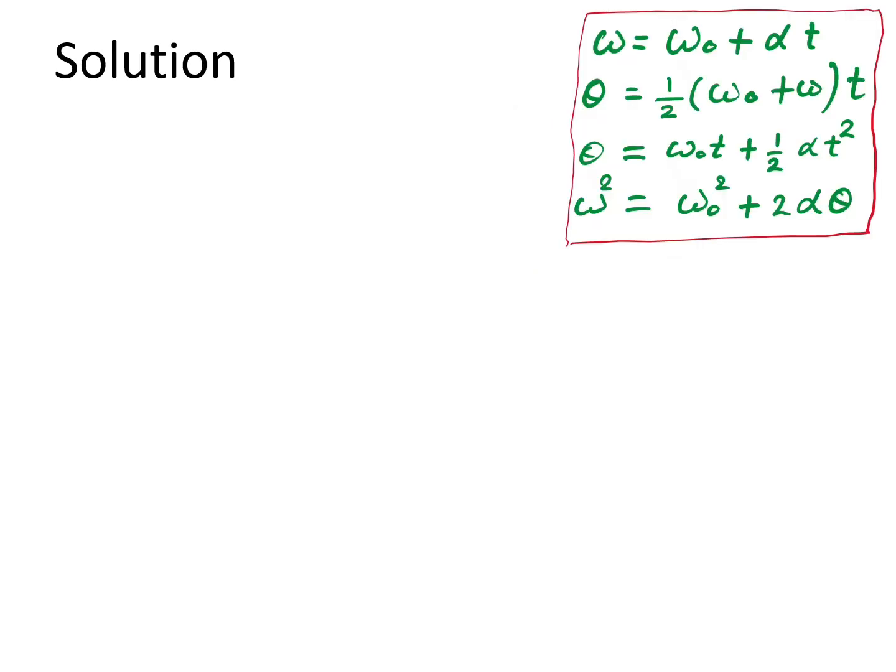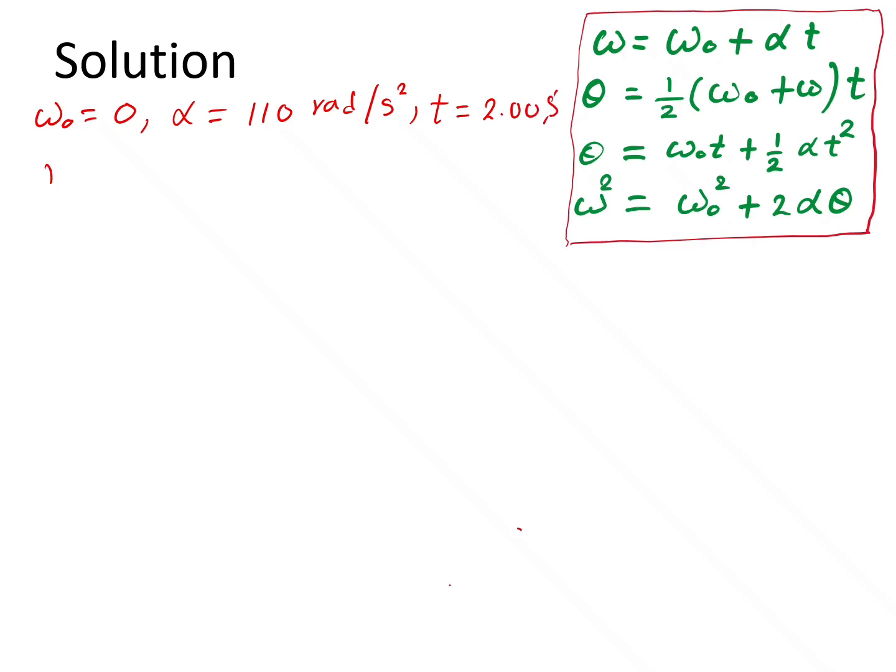The first step is writing down the given information. The initial angular velocity, omega naught, is 0. The angular acceleration alpha is 110 radians per second squared. Time t is 2 seconds.